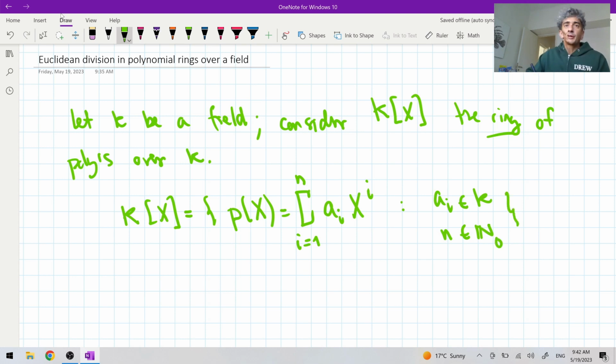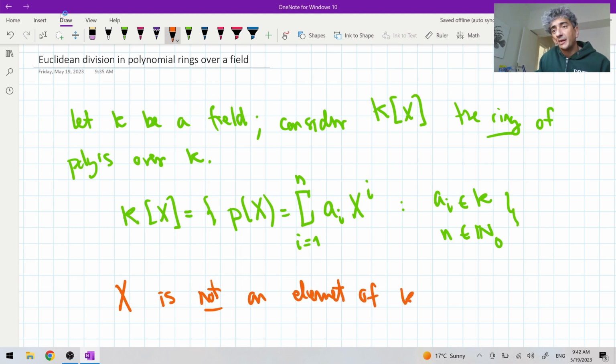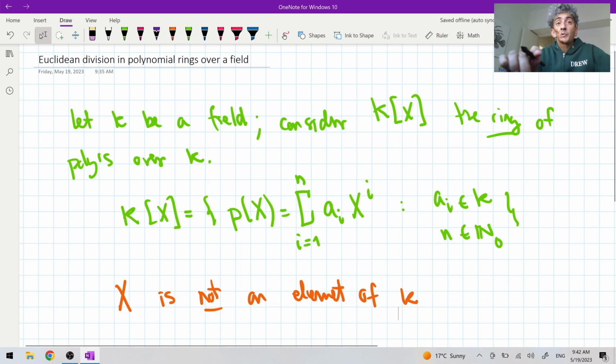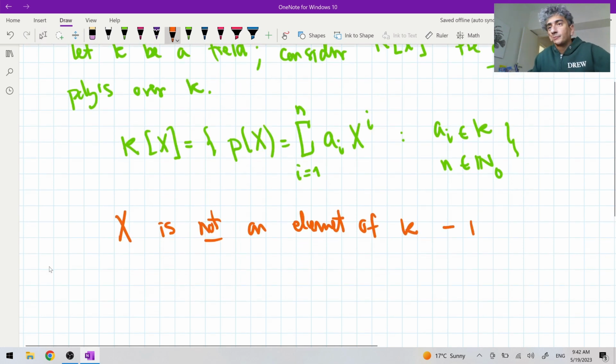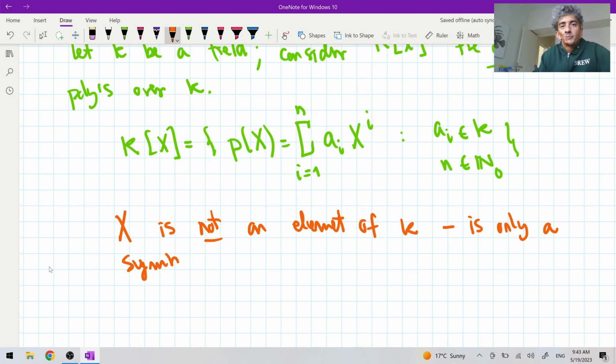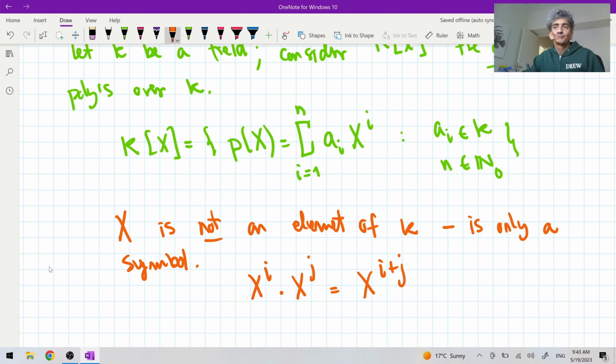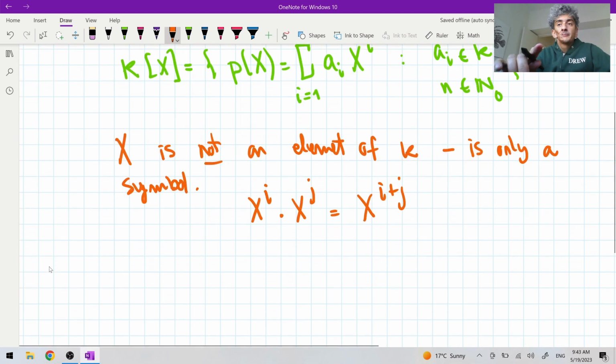Okay. First observation, big X is not an element of K. It is just a token. It's just a symbol that we use in this notation. It's only a symbol. It interacts with itself in this fashion. Every time we multiply x to the ith power times x to the jth power, we get x to the i plus j power. Okay, so we know how to add polynomials and how to multiply them.